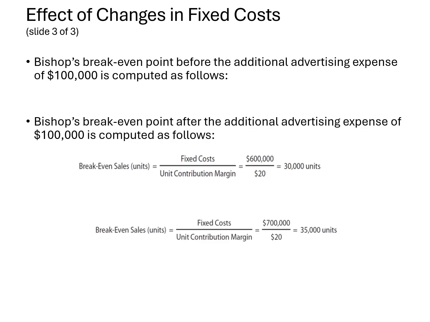Bishop's break-even point before the additional advertising of $100,000 was computed as follows. It was fixed costs of $600,000 divided by the unit contribution margin, which was $20. So to break even, they needed to sell 30,000 units. If they increase their fixed costs by $100,000 for doing this new advertising, then we would say $700,000 divided by 20, and we would find out that they need to sell 35,000 units. So in order to still break even, they would need to sell an additional 5,000 units under the proposal.